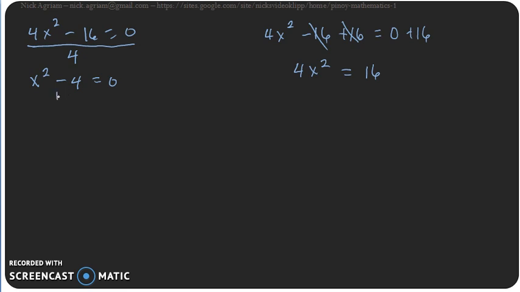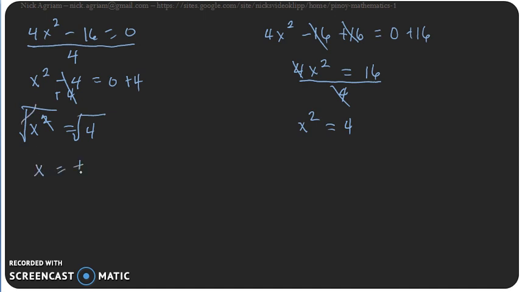And then divide both sides of the equation by 4, and then x squared is equal to 4. Then you will have the same answer. If you extract the square roots of both sides of the equation, then you only have x is plus minus 2. The same is true here also. x is equal to plus minus 2.